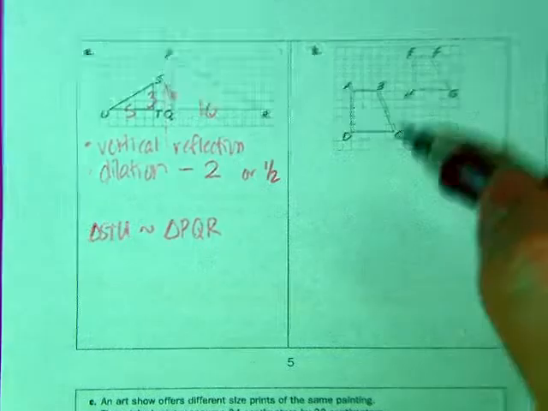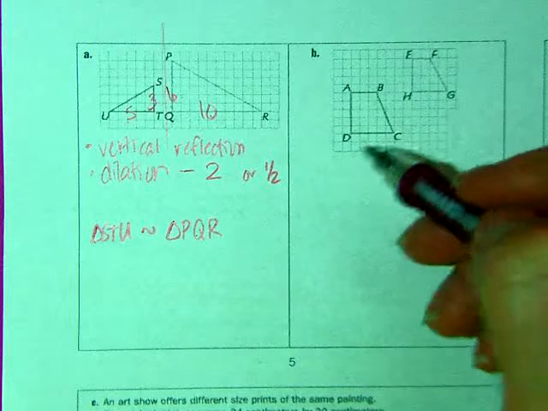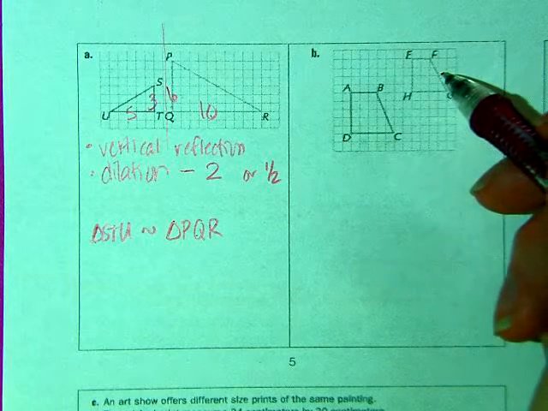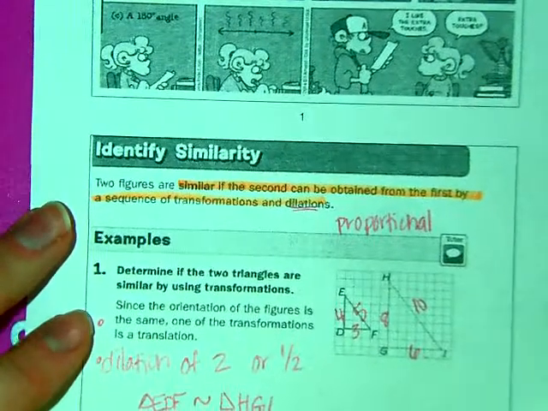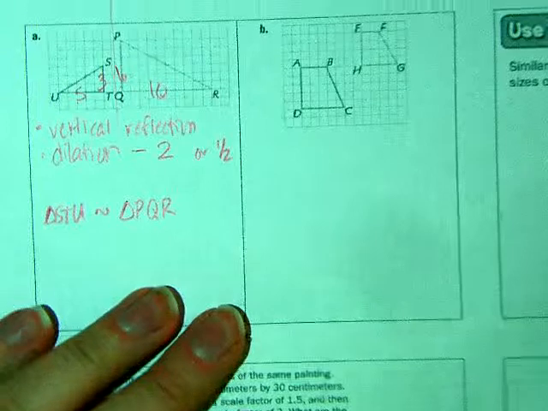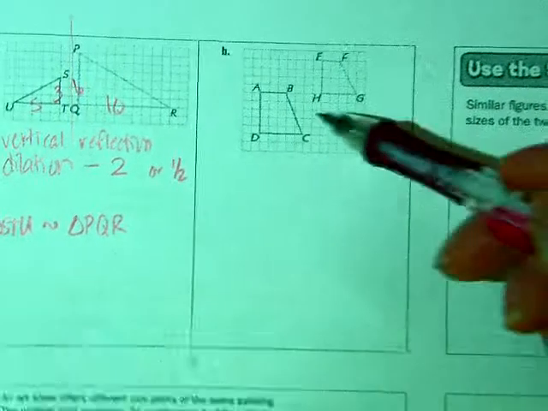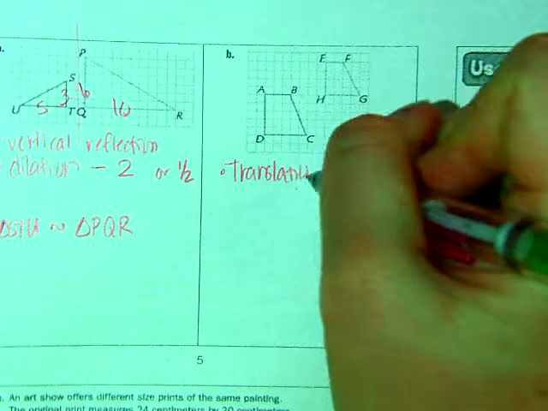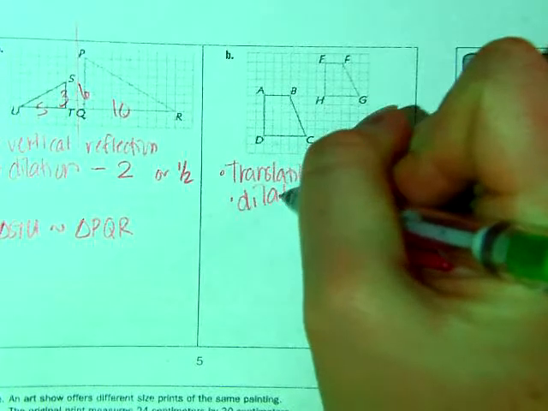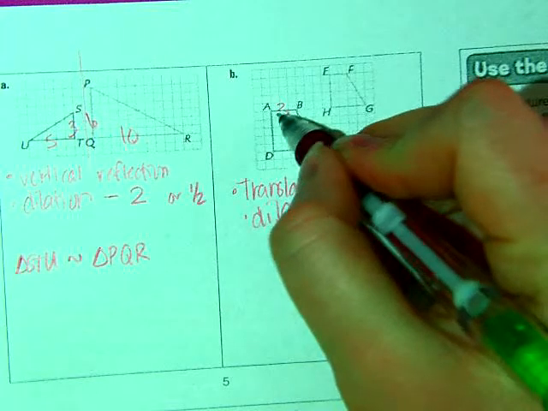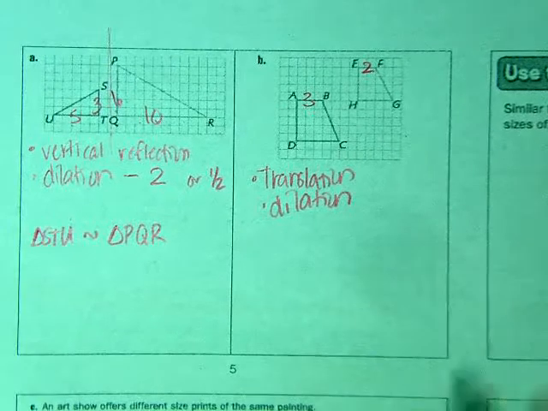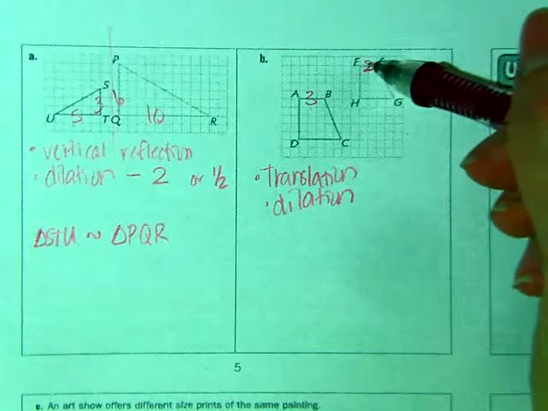Okay, so on B, we've got 2 trapezoids here, so we need to see what would happen. How do they phrase it over here? It says, since the orientation is the same, one of the transformations is a translation because it's just shifted up. So this would be a translation and then a dilation. Let's check to see if it's a true dilation. So A to B is 3, E to F is 2. So everything should simplify to 3 over 2 or 2/3.